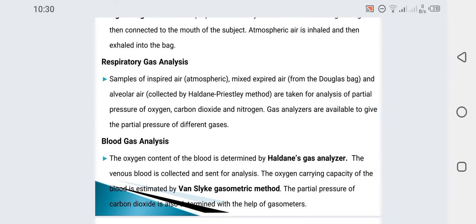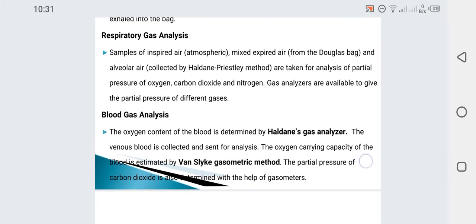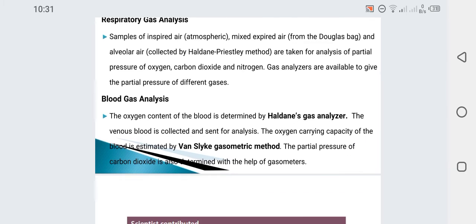The respiratory gas analysis. The samples of the inspired air are taken for the analysis of partial pressure of oxygen, carbon dioxide, and nitrogen. The gas analyzers are available to give the partial pressure of the different gases. The oxygen content of the blood is determined by the Haldane's gas analyzer, and the venous blood is collected and sent for the analysis.